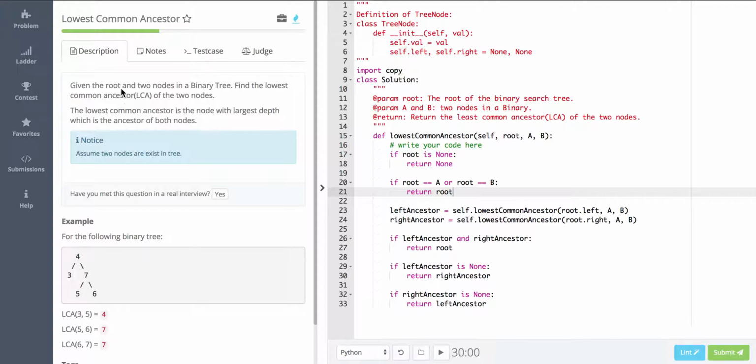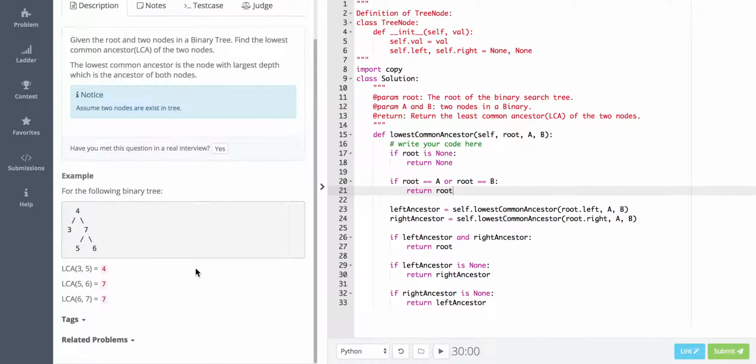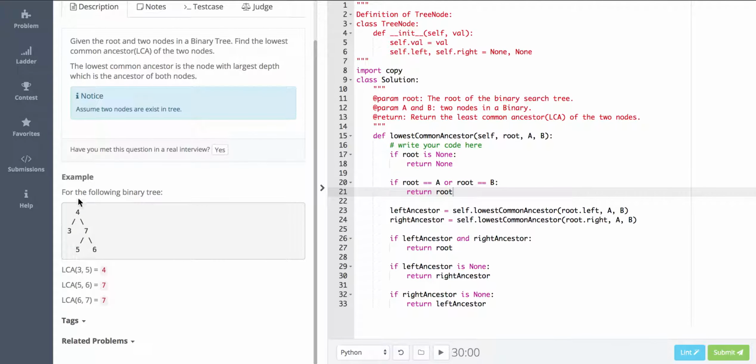Given the root and two nodes in a binary tree, we need to find the lowest common ancestor. We call it LCA of the two nodes. So the lowest common ancestor is the node with the largest depth, which is the ancestor of both nodes. So what does it mean? We have examples here. This is the tree.